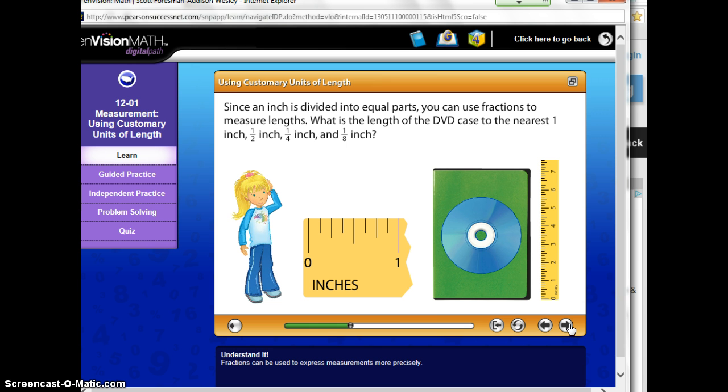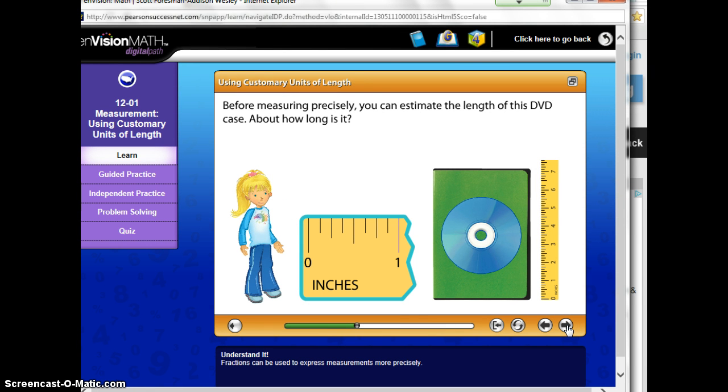So since an inch is divided into equal parts, we can use fractions that we are already comfortable with to measure different lengths. So this DVD case could be measured to the nearest 1 inch, to the nearest half an inch, to the nearest fourth of an inch, even to the nearest eighth of an inch, simply by looking at the lines on the ruler. Before you measure it precisely, you can always estimate about how long something will be. So if you were looking at that DVD case, about how long do you think it would be?